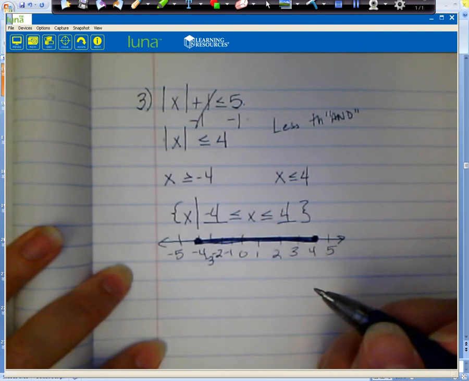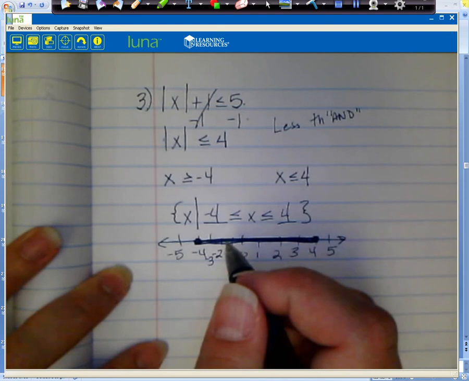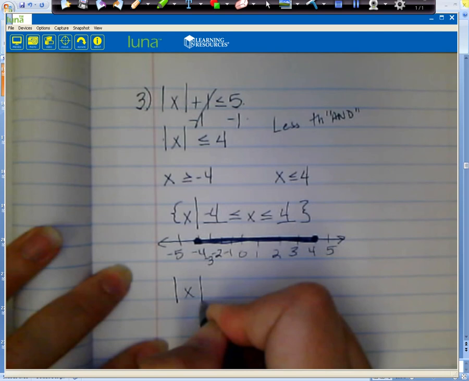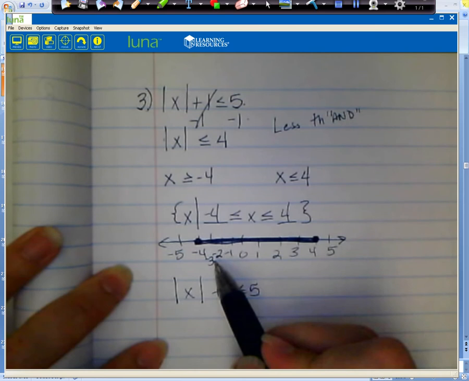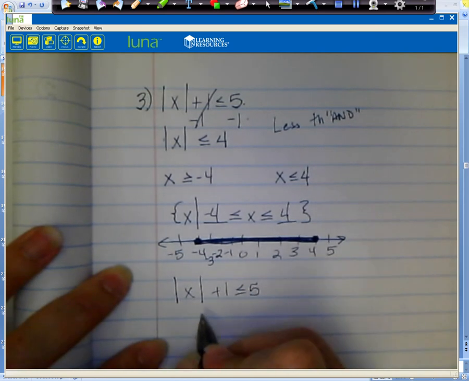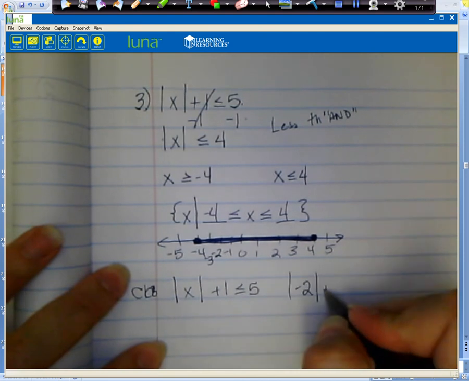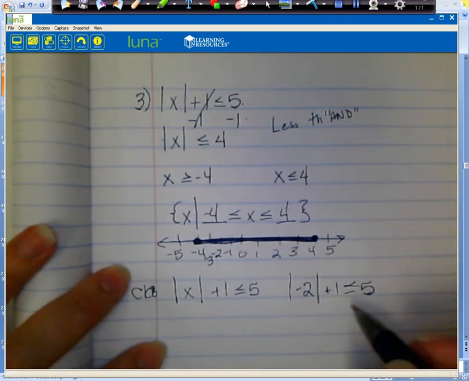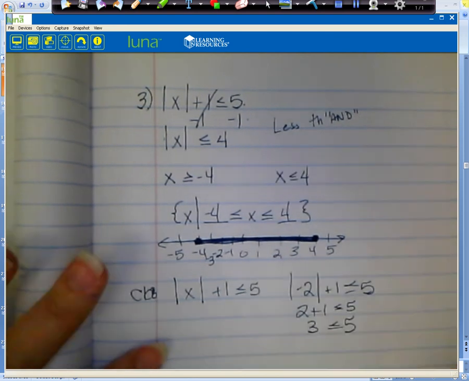For this problem, I'm going to go ahead and check with, we'll say -2. So I come back to my original problem, which is absolute value of x plus 1 is less than or equal to 5. The -2, again, is in my shaded region, so I'm going to say the absolute value of -2 plus 1 is less than or equal to 5. The absolute value of -2 is +2. 2 plus 1 gives me 3. 3 is less than or equal to 5. So that checks out.